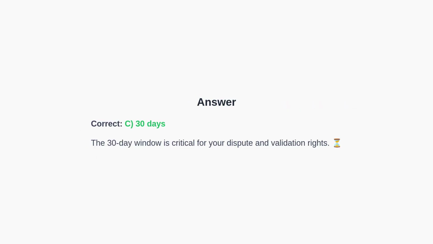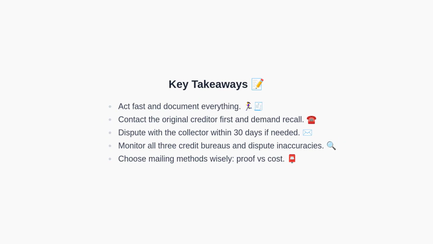The correct answer is C. 30 days. You must send the written dispute within 30 days of receiving the collector's first notice to invoke your validation rights. These are the key takeaways.